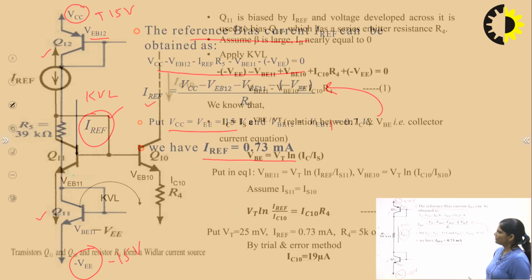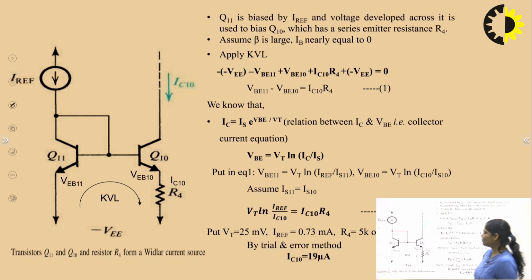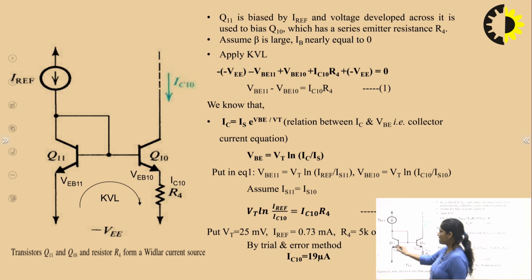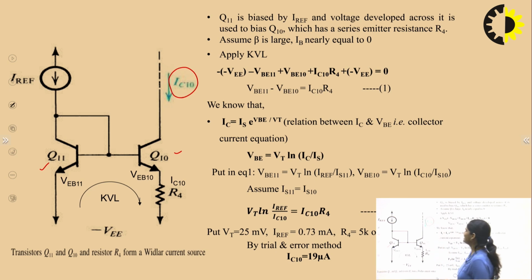Now this is the circuit diagram of the Widlar current source. Here I reference was already calculated in the previous slide. Two transistors are connected here, Q10 and Q11, and here we have to calculate IC10. Q11 is biased by I reference, and the voltage developed across it is used to bias Q10, which has a series emitter resistance R4. Right?